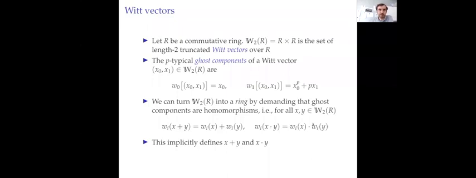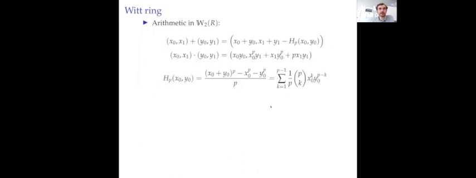On the other side, the outputs of these ghost components are just elements in the ring. All right, so this is how you set things up. And this is very general. This ring is a completely arbitrary commutative ring. Now, if you work it out from these definitions, what you get is the following.